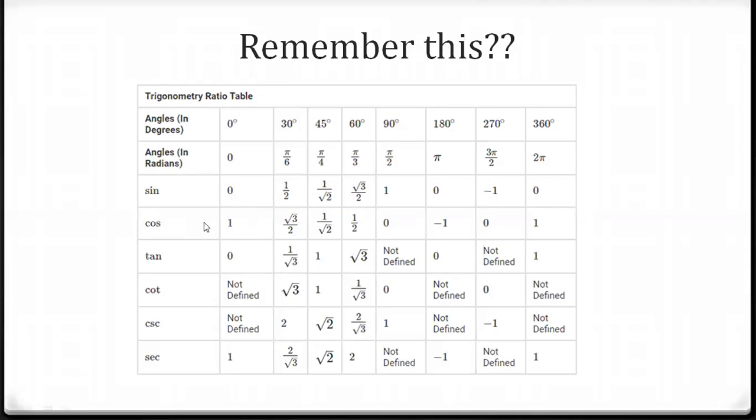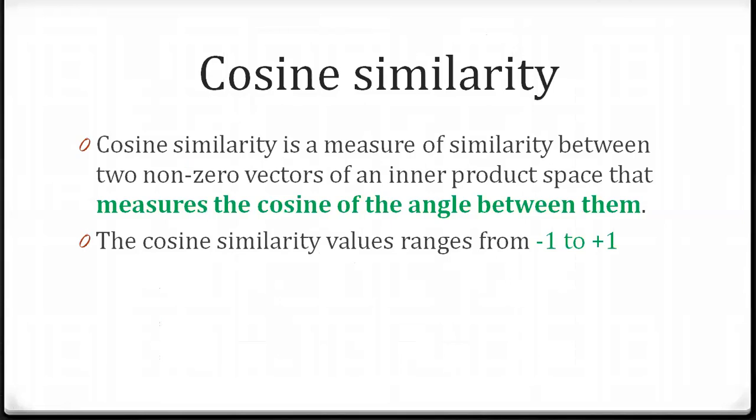Okay, so the value of cos 0 is 1, at 90 degrees it's 0, at 180 it's minus 1, at 270 it's 0, and at 360 it's 1. And when you see the whole set of values, including 30 degrees, 45 degrees, everything lies between minus 1 and plus 1. So the cosine similarity value also ranges between minus 1 and plus 1.